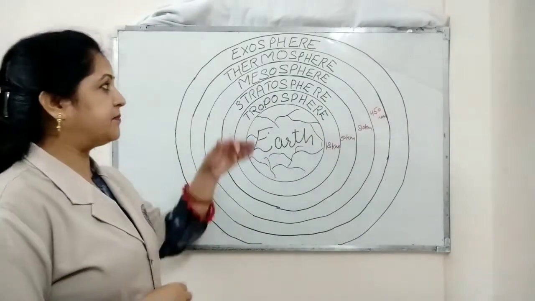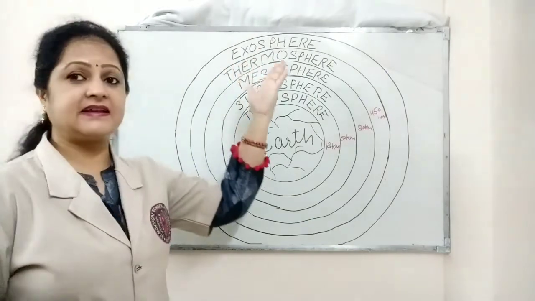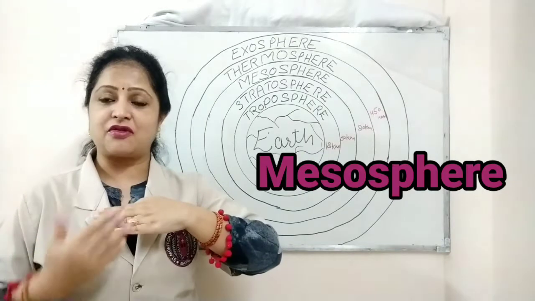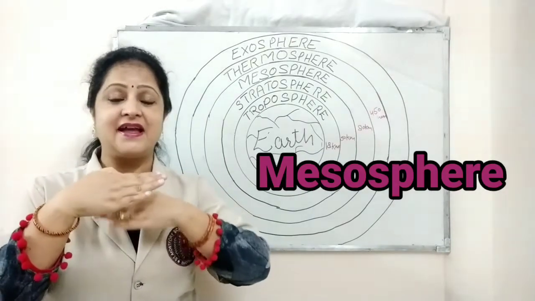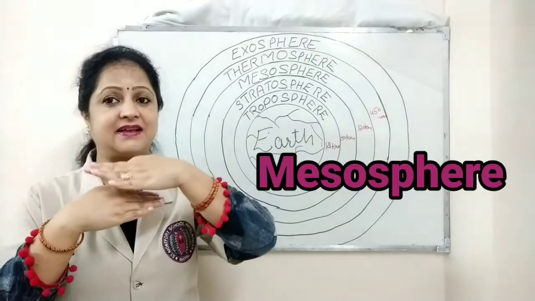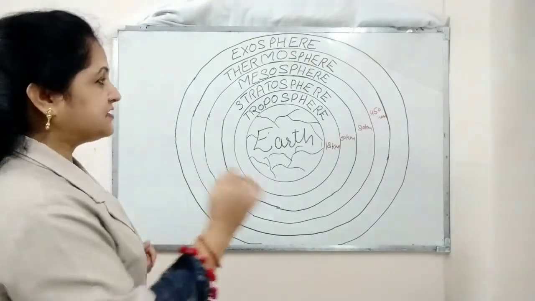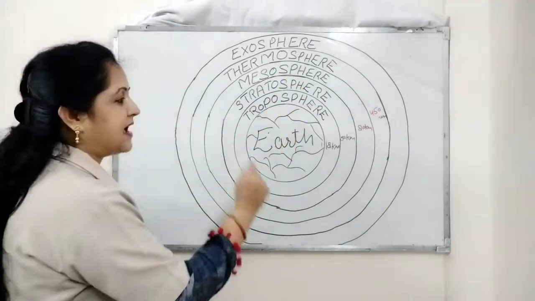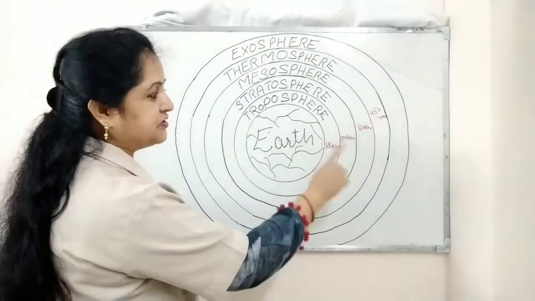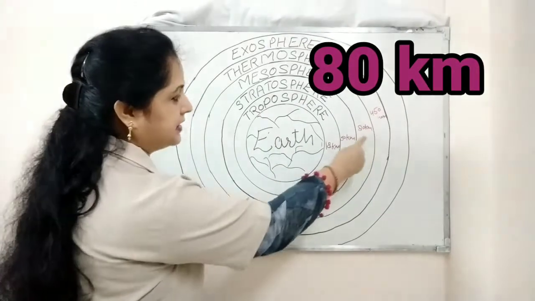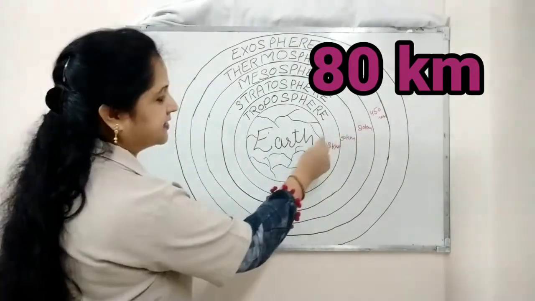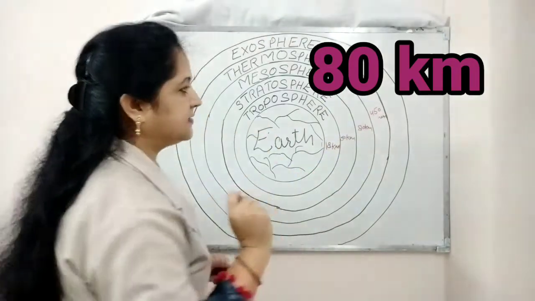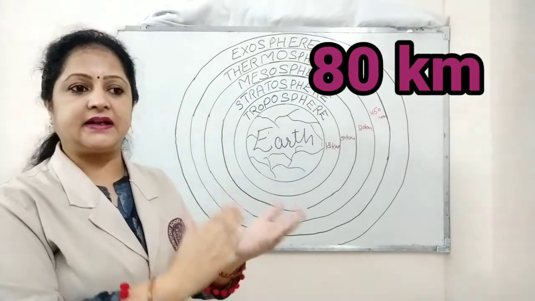Just above the stratosphere, the next layer is the mesosphere. The first layer is the troposphere, just above it the second layer is the stratosphere, and above the stratosphere the third layer is the mesosphere. The mesosphere lies just above the stratosphere and extends up to 80 kilometers from the surface of the earth.